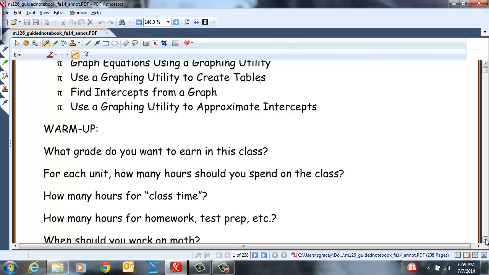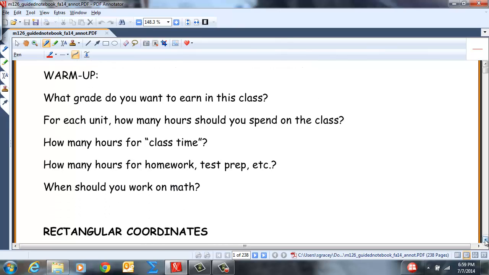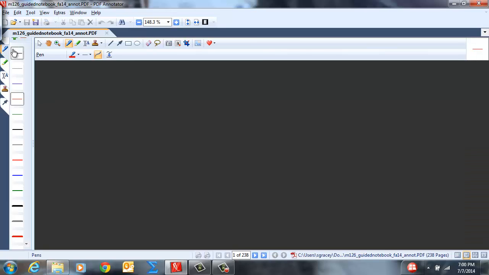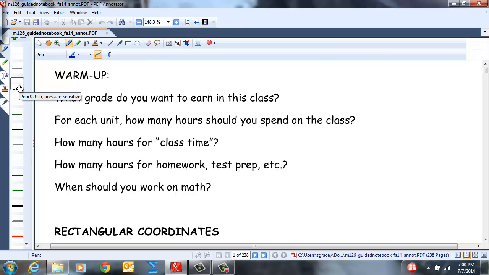Since this is the first section of our class, let's think about these kinds of things for our warm-up. What grade do you want to earn in this class? Most of you were probably thinking, I want to earn an A, or at least a B, because many people taking this class are going on to Precalculus. So let's just think positively and say, I want to earn an A or a B.